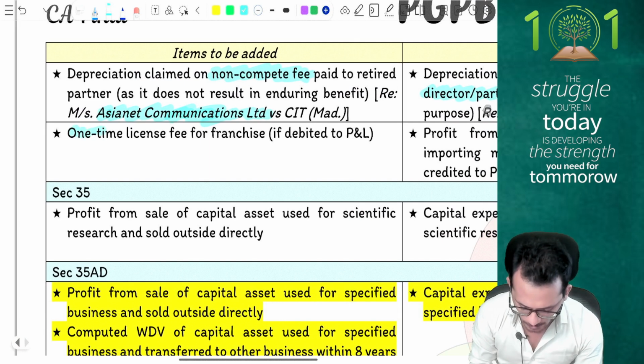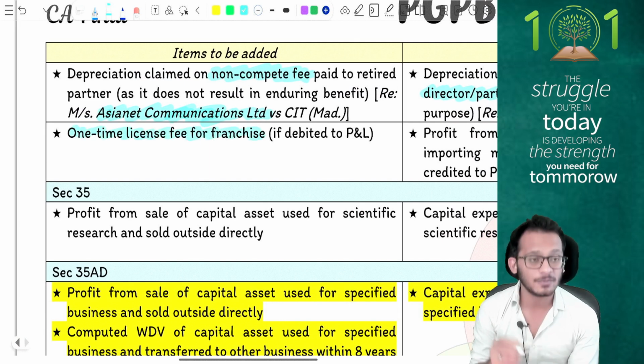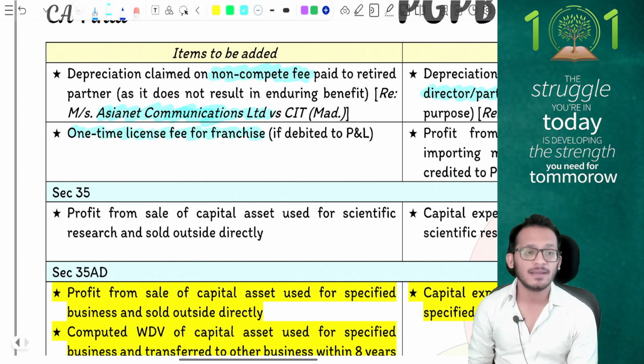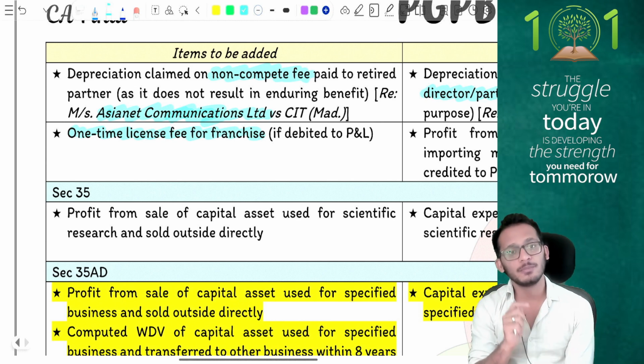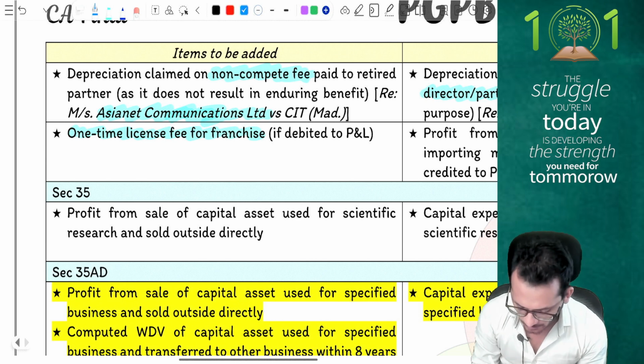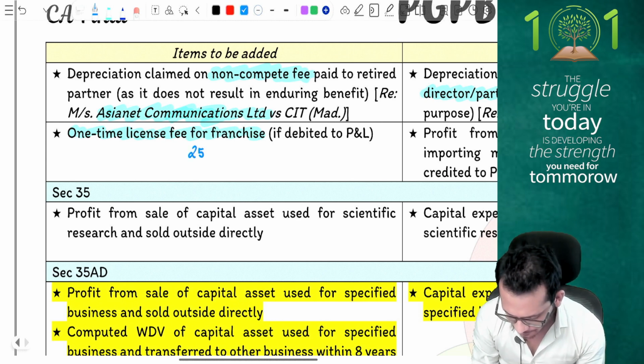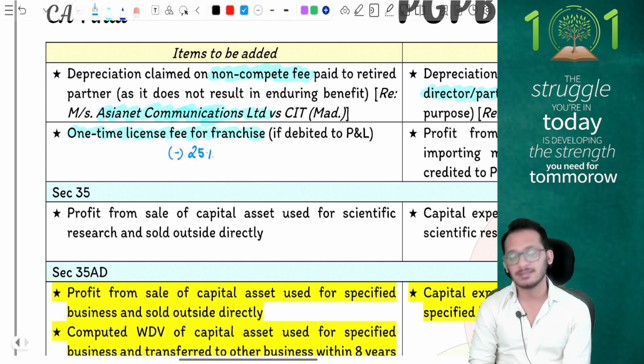Then comes your items to be added. One-time license fee is to be added for the purpose of franchise, because this is also a capital expense. Yes, so if you have any one-time license fee which you have purchased, then that is also to be added, and you can claim depreciation at the rate of 25% on this. Yes, so 25% worth of depreciation is allowable on this asset cost.